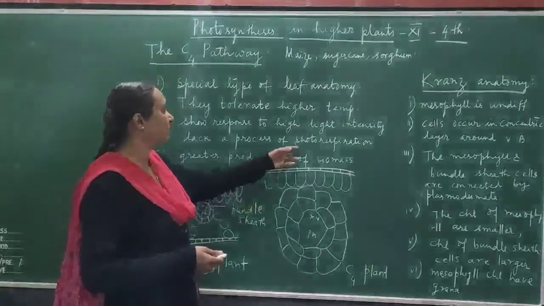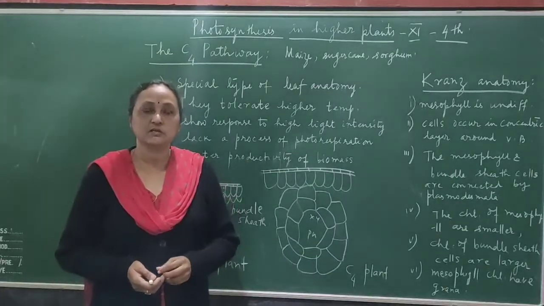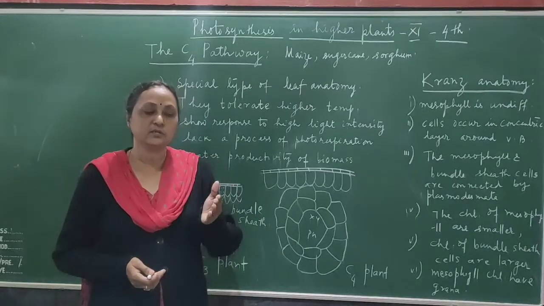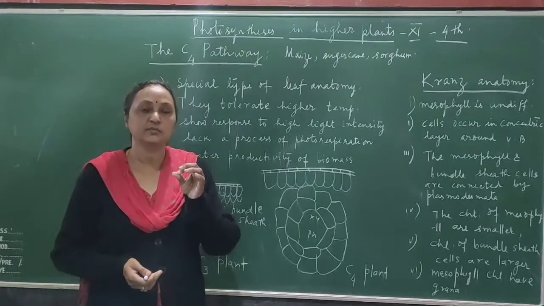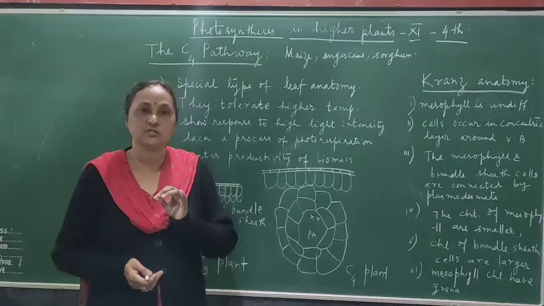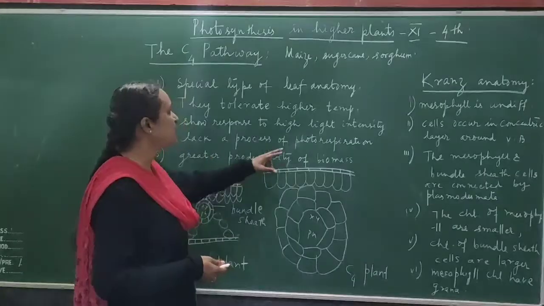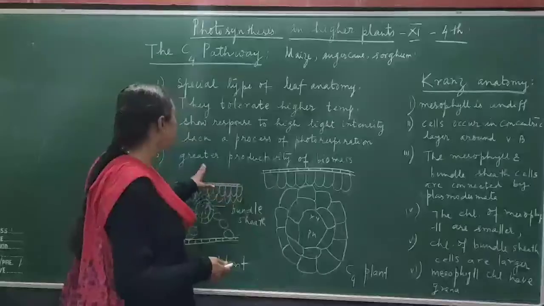Whereas photorespiration is a process where there will be no photosynthesis. Plants will not prepare any food. But in the presence of light, the respiration process will go on and there is wastage of energy. So this is a wasteful method. So in the C4 plant there is no photorespiration, whereas it occurs in the C3 plant.